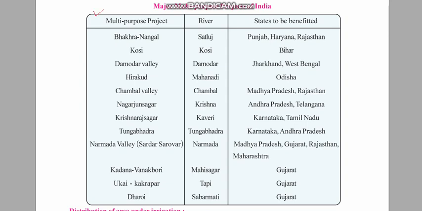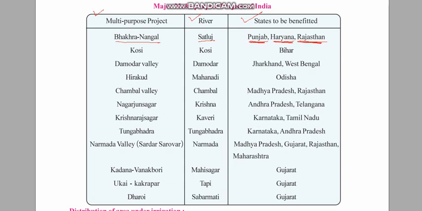You can see here multi-purpose projects, the name of the river on which each is built, and the state that is benefited out of it. The first multi-purpose project is Bhakra Nangal Dam. It is built on the river Satluj, and the states which get benefit out of it are Punjab, Haryana and Rajasthan.